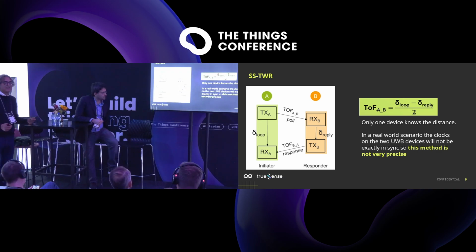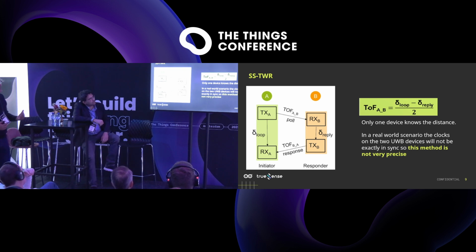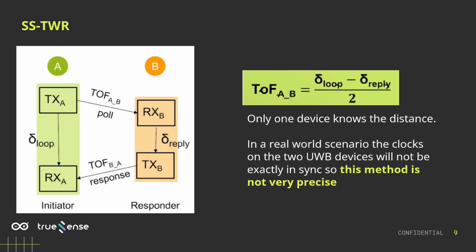Unfortunately, devices have clocks. Clocks are based on quartzes, but quartzes sometimes are not exactly the same. And since we're talking about signals that are traveling for maybe picoseconds, of course, a skew in the clock will be a problem, which you need to compensate, which in this method we are not able to compensate.